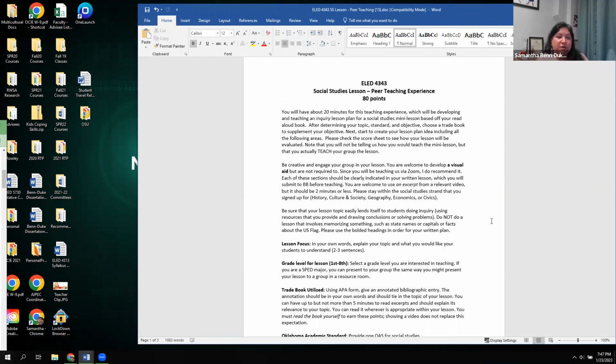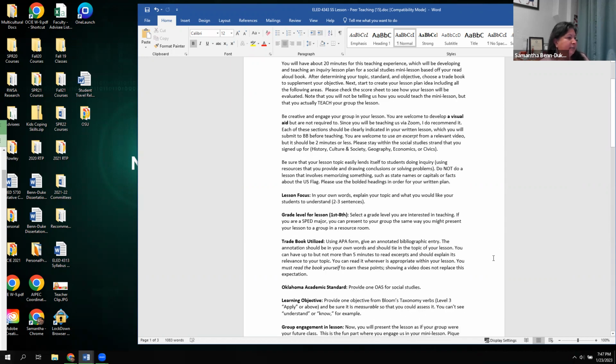Your inquiry activity could be that way, or there could be a correct answer that you expect them to arrive at, given the information, the sources that you're providing for them. It does need to be doing some kind of inquiry. So think about, what question do you want students to work to find? Then you're going to put this in your own words in a focus, just what it is that you want your students to know and be able to do.